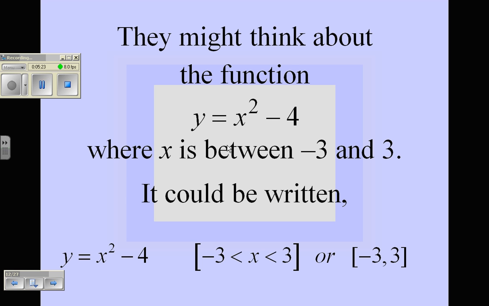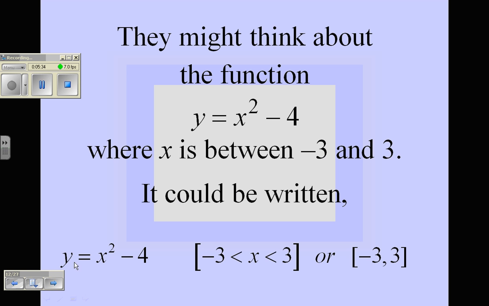And the way we would say this is we would say we're interested in this function down here at the bottom. Nope, let me go back a minute. So we're interested in this function down at the bottom, y equals x squared minus 4, over this domain, negative 3 up to 3, right, between negative 3 and 3.